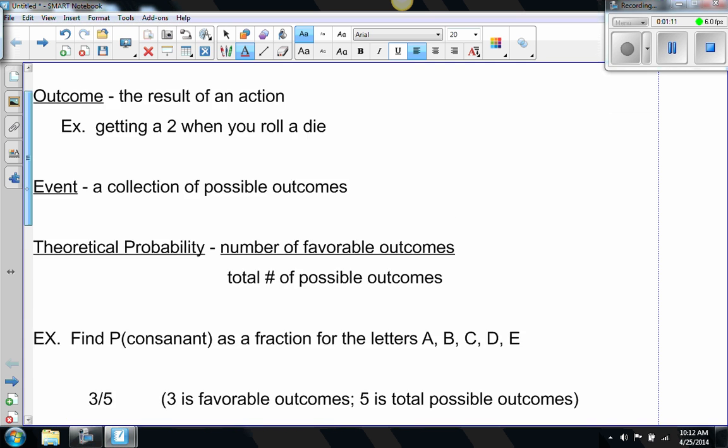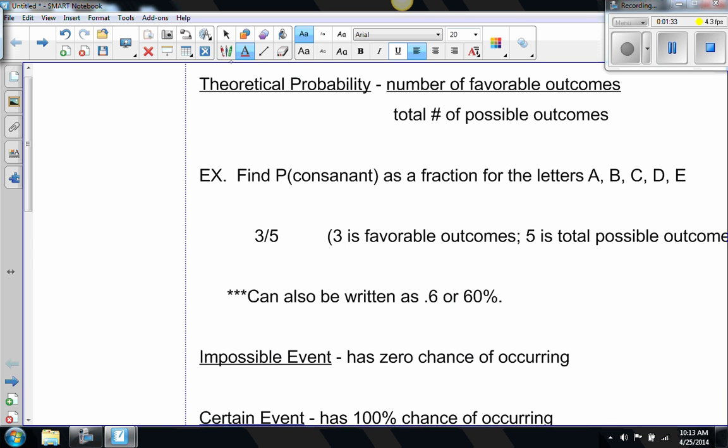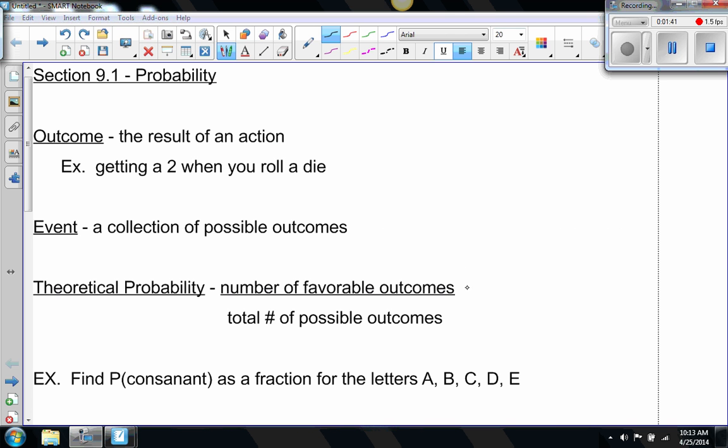And so here is an example. Find P, which means probability, and whatever's in parentheses is what you're trying to find the probability of. Find the probability of getting a consonant as a fraction for the letters A, B, C, D, and E. So they want you to show it as a fraction. So if you go back up here and you look at this, you're going to see number of favorable right here divided by the total number of outcomes.